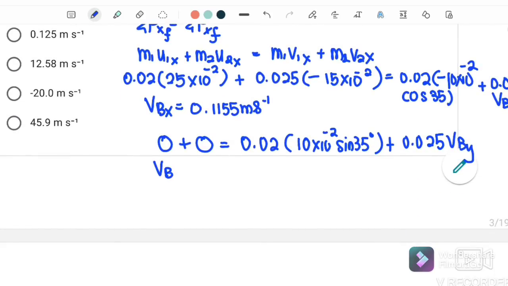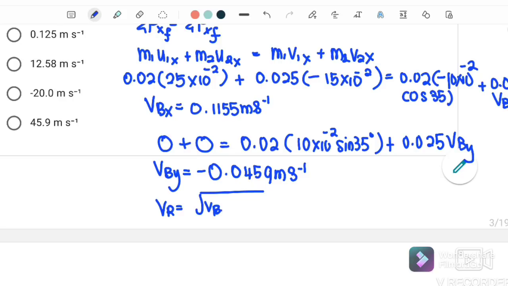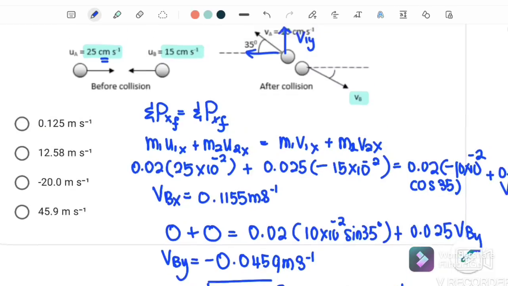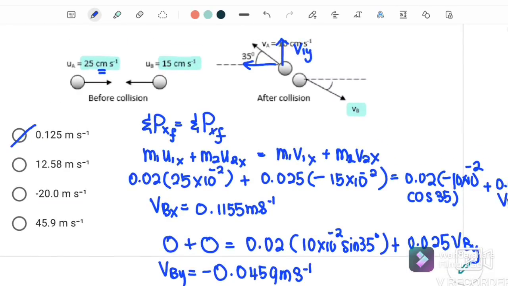Okay, so we will get VB for the y component. The answer is 0.0459 meter per second, and the answer is actually negative because it's moving downward. So finally, V resultant is equal to the square root of VBX squared plus VBY squared. The answer that we will get is 0.124 meter per second, so the nearest one is A.